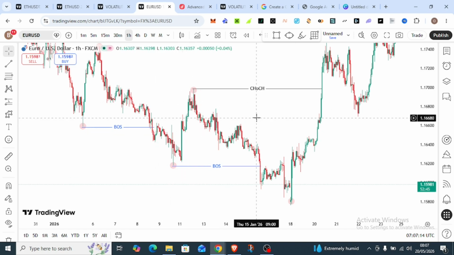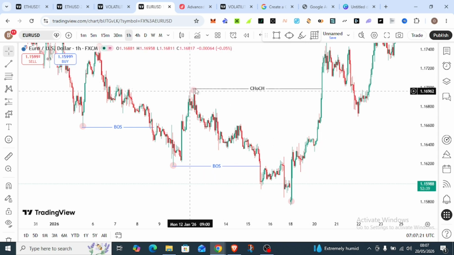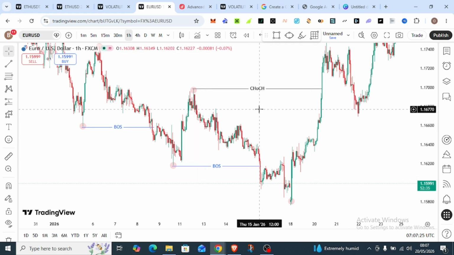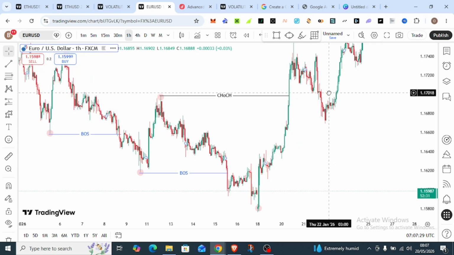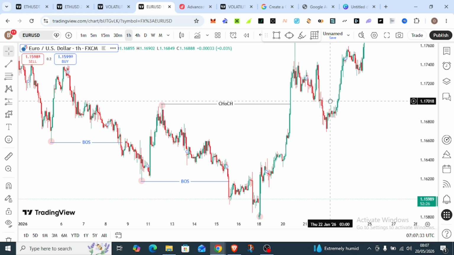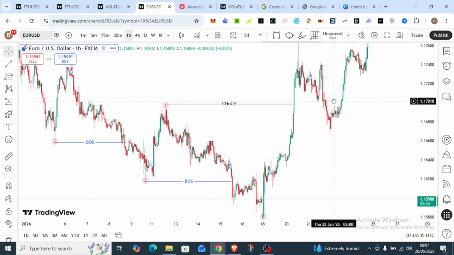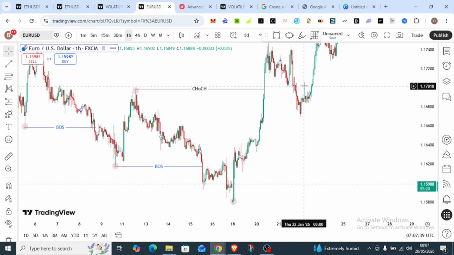So this is exactly what we mean. Once the lower high is taken out and the candle that took it out closes above the lower high, you have a bullish change of character. The first example is a bearish change of character under a bullish trend. So that is it. Let's move to the next thing.